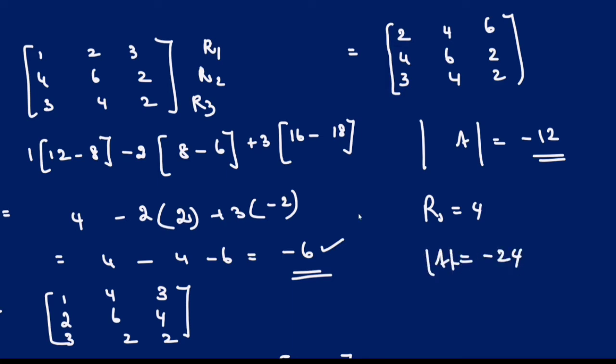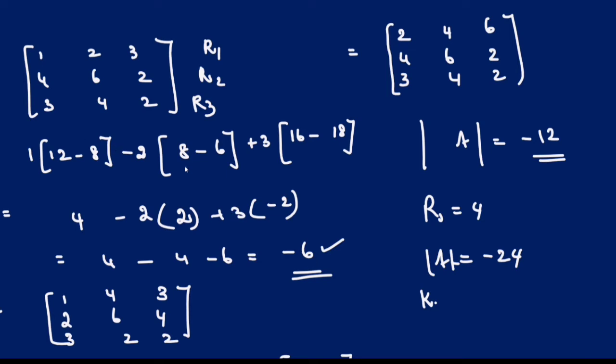If I multiply any row by a scalar, the determinant will change. So if I multiply any row by a scalar k, then the determinant value will also be multiplied by the scalar. If I multiply by k, it will be k into minus 6. If I multiply by 2, it will be minus 6 into 2.